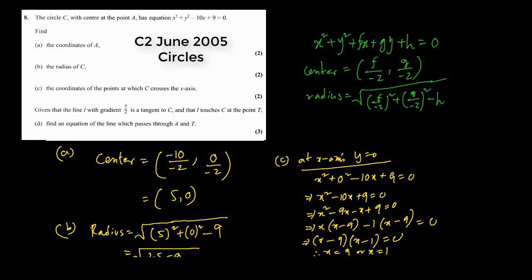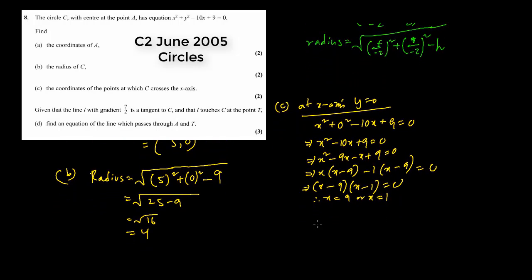So when you have to find where it cuts the x-axis, remember they ask for the coordinates. Be careful whether they ask for the x-axis or the coordinates. So the answer would be in this format, otherwise you will not get the A1 marks. The x coordinate is 1 and the y coordinate is 0. You don't need to find it, because at the x-axis y equals 0, and 9 and 0.